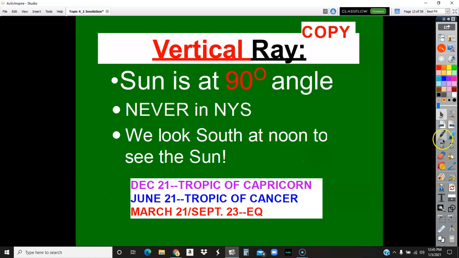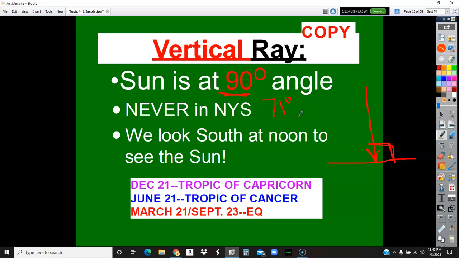And then the word vertical ray, we covered this in astronomy, but just to go back at it one more time, is when the sun is at 90 degrees. All right, so if this is the ground, the sun is coming directly down on top of the surface, creating that right angle right here. Again, we never see the sun at a vertical ray. Even in June, when we reach our peak angle for us in Rhinebeck, we reach about a 71, 72 degree angle. That's the highest our sun will get to.